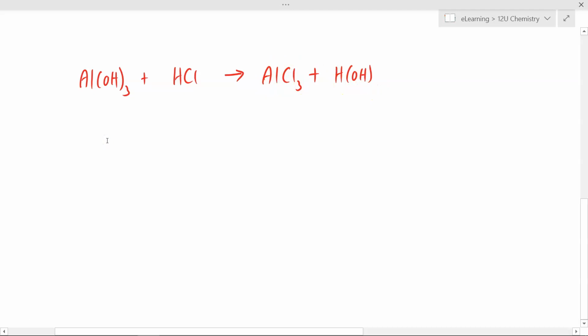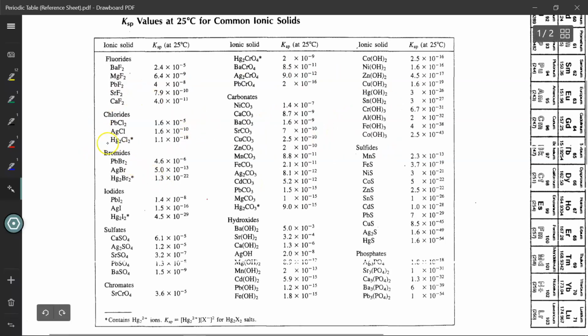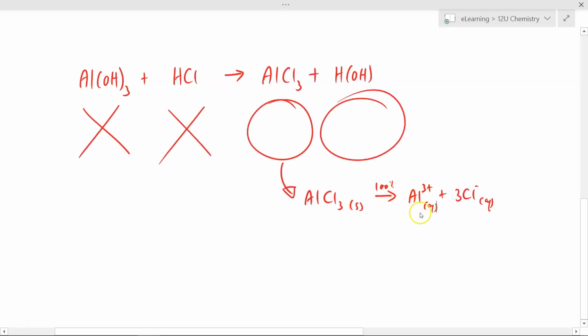Once again, at the equivalence point, you should have no base left over, no acid left over because they have both been neutralized. You'll only have salt and water. Checking our solubility chart, I don't see aluminum chloride there, so I can assume it 100% dissolves or dissociates, releasing aluminum ions and chlorine ions.